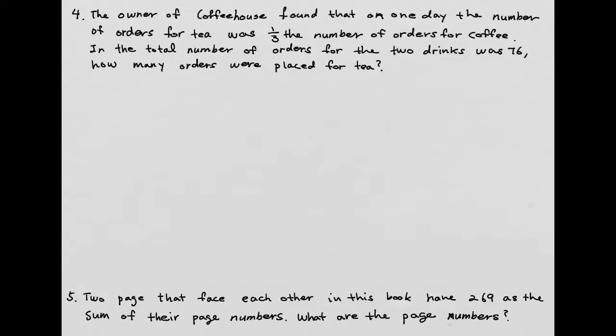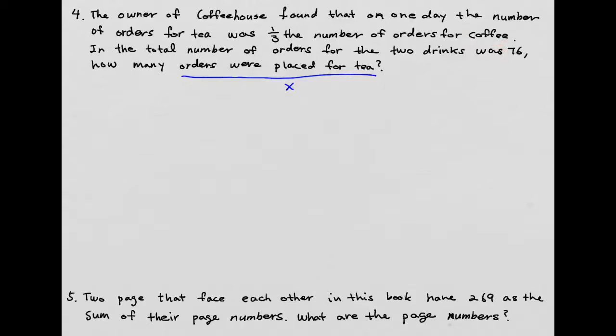So again, you do not have to understand 100% to start writing the number sentence. You want to give a variable for what you're looking for. So here, how many orders were placed for tea? So orders for tea is what we're trying to look for. So we're going to give the variable x. And then go back to the problem and see if we can write a number sentence from our word problem. It said that the number of orders for tea was 1/3 the number of orders for coffee.